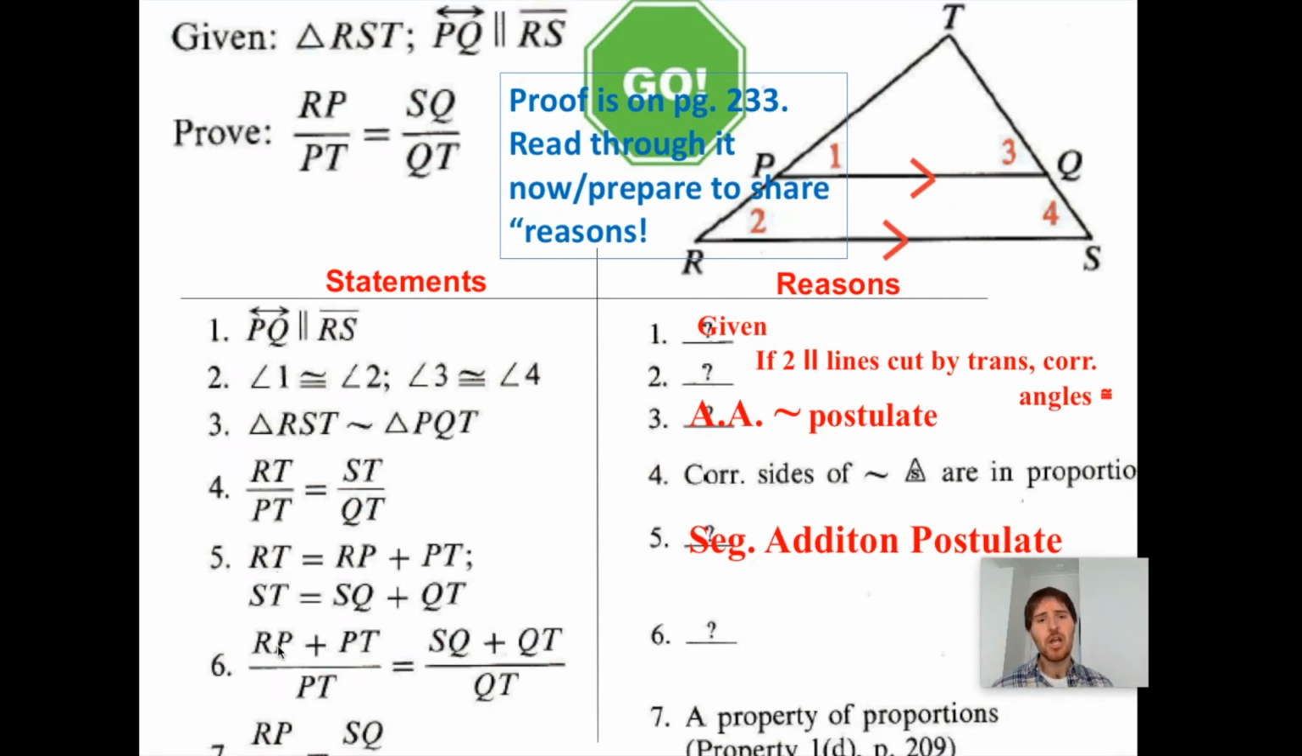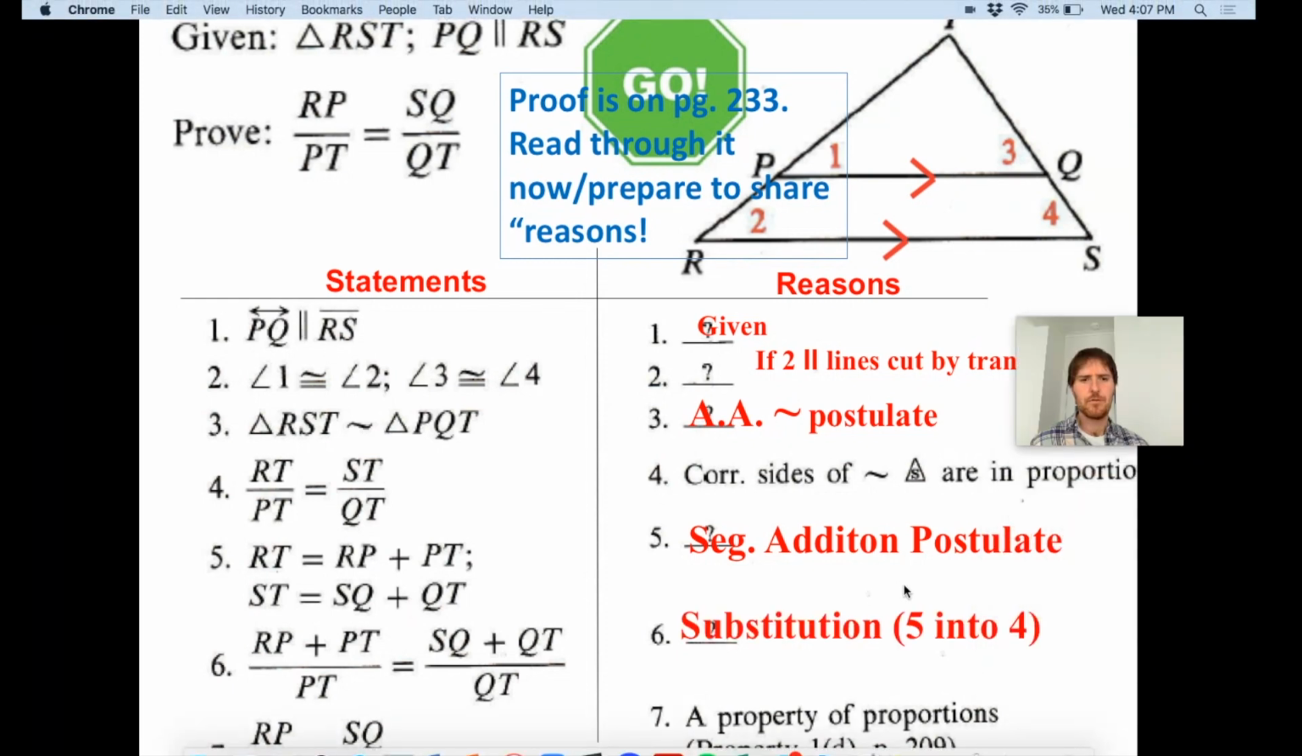Okay. So now I can write this. I also know this here. This connects to step 4 a little bit. And what's my justification for that? I guess it's substitution. So I'm substituting RP plus PT because it equals RT by the substitution postulate. I can replace this with RP plus PT. I can replace this ST here with what it's equal to, which is SQ plus QT. So that's going to be substitution, step 5 into 4.